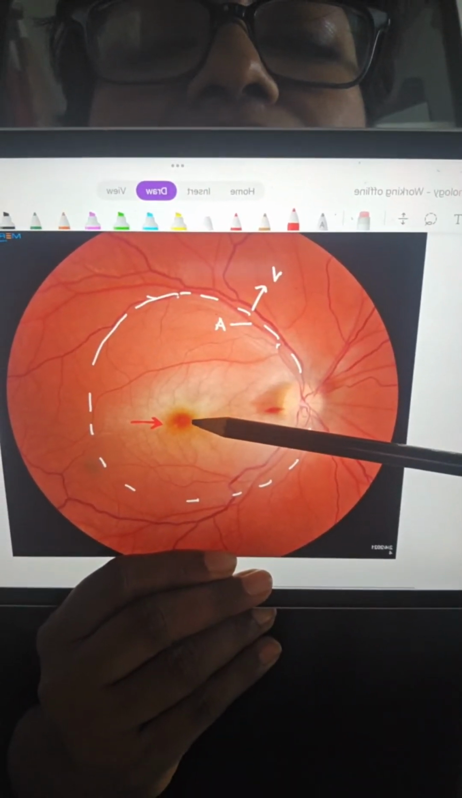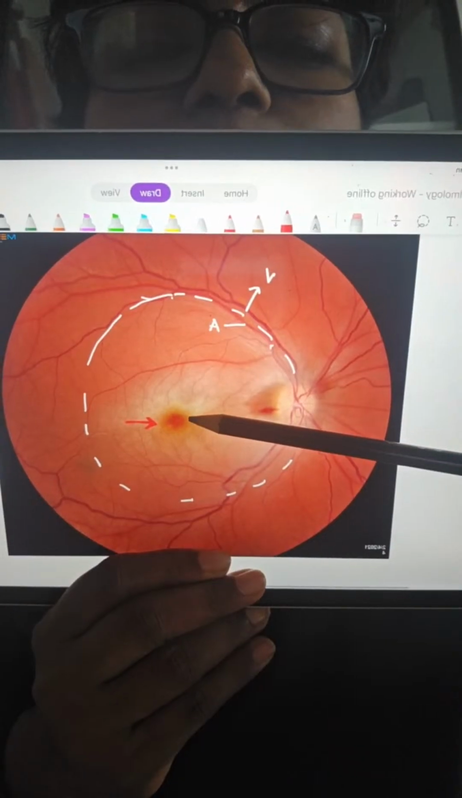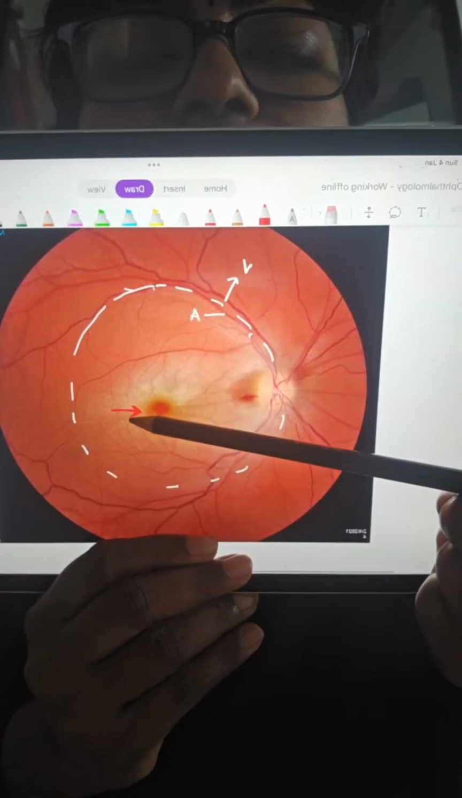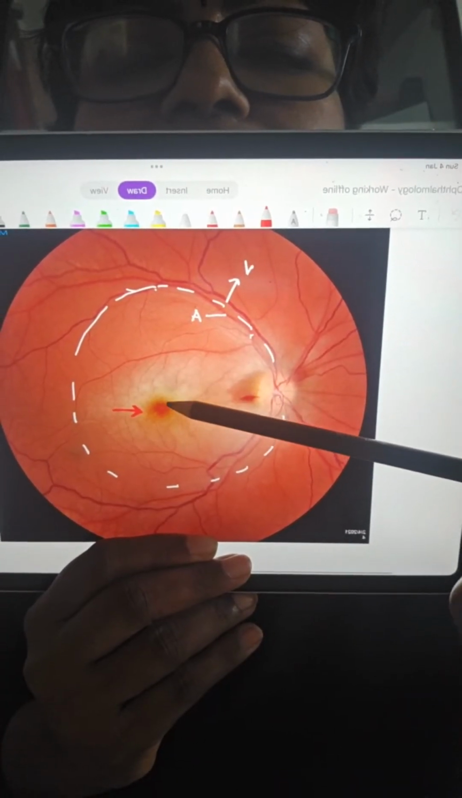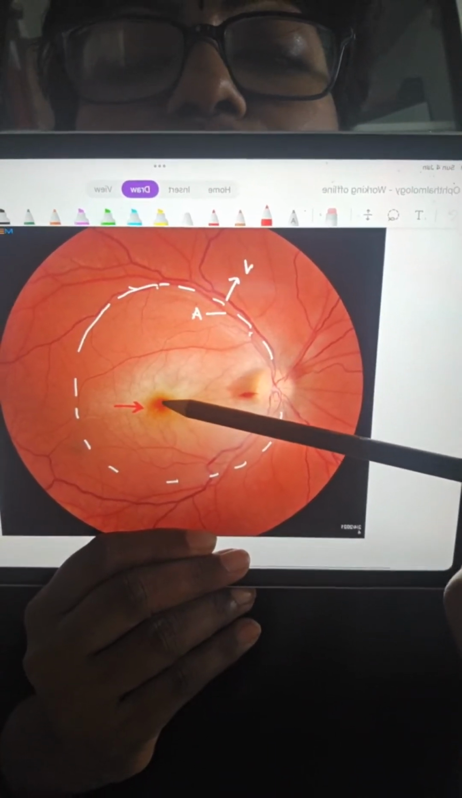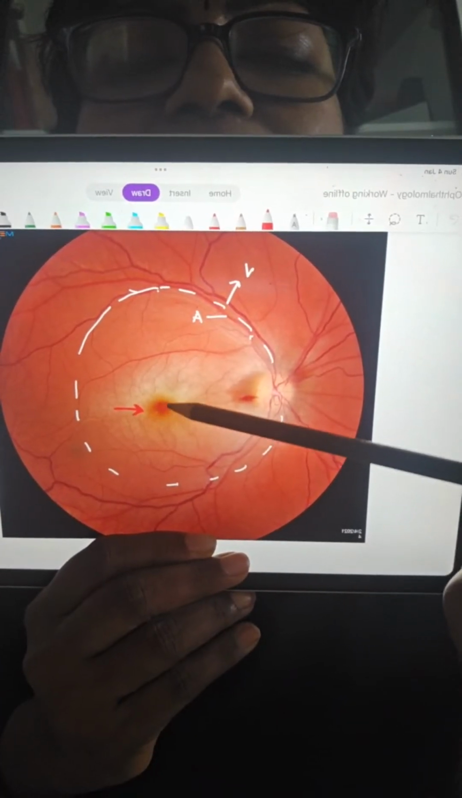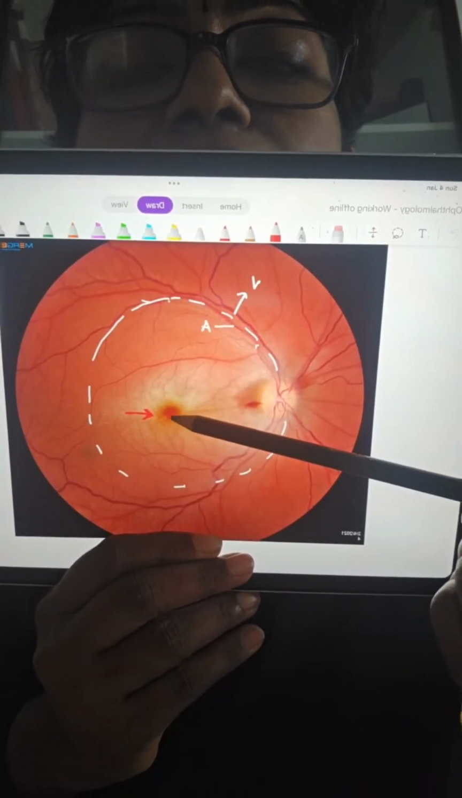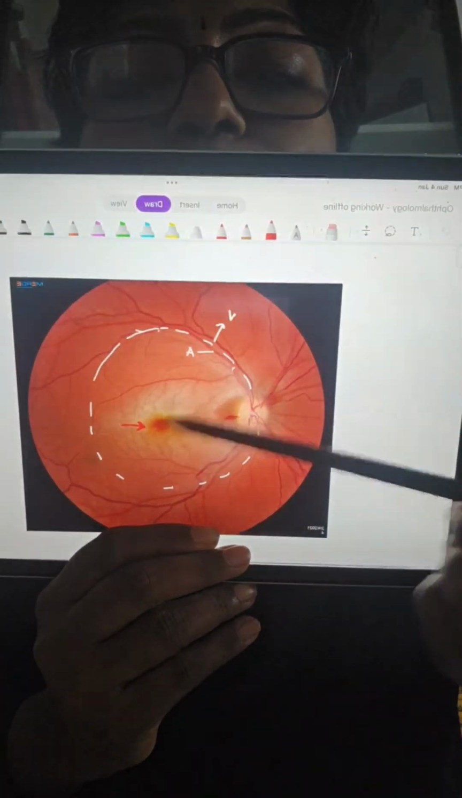But bang in the center at the foveola, this whole thing is macula, this area would be fovea, and the center of the fovea is the foveola. At the foveola, do you see a nice bright cherry red spot? Now, why is that area red? That area alone is red. So I will first tell you the pathophysiology behind the cherry red spot.